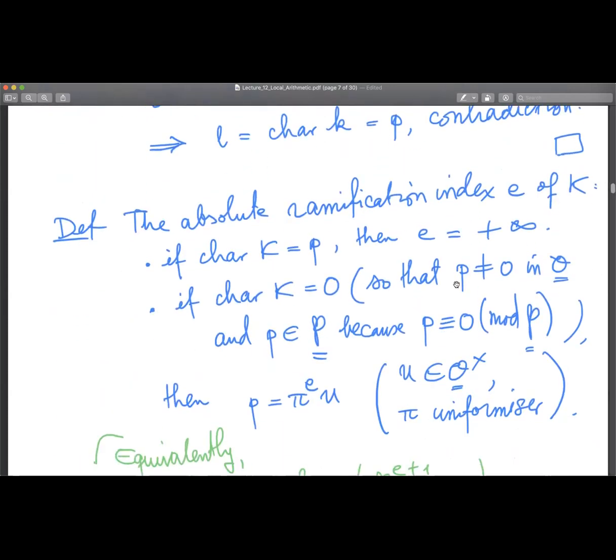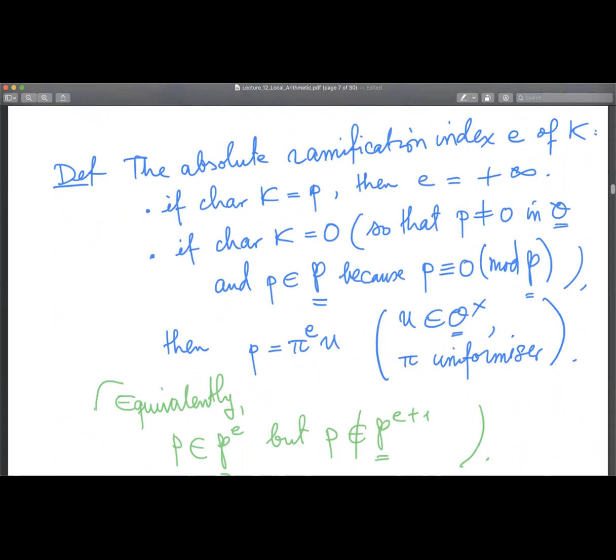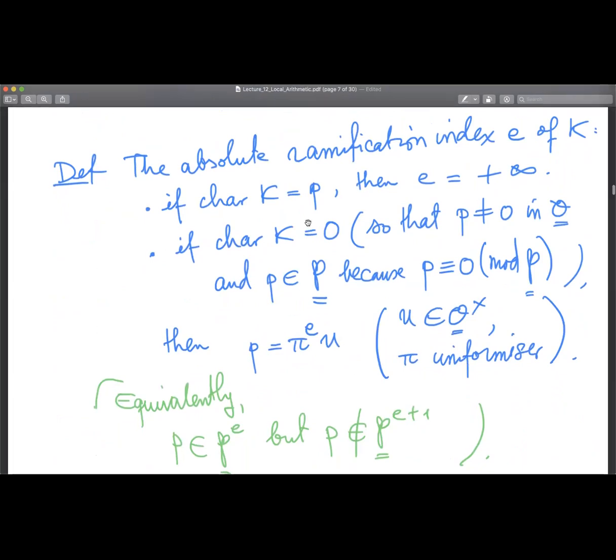Okay, so I want to define this notion of the absolute ramification index of K. Before that, are there any questions? I'll stop for a few minutes and see if people have questions.